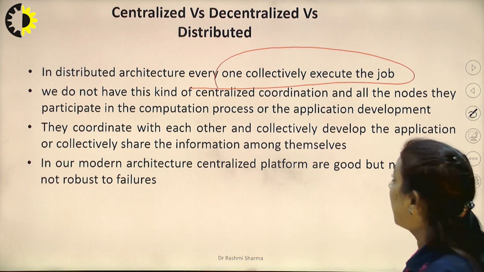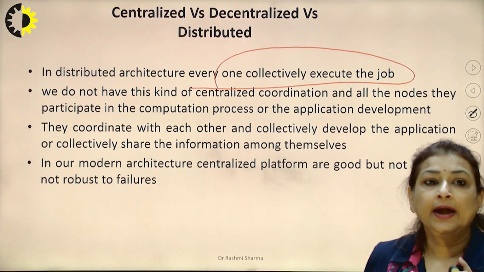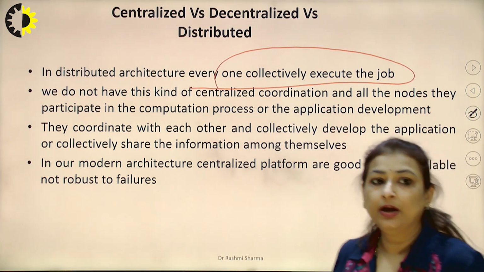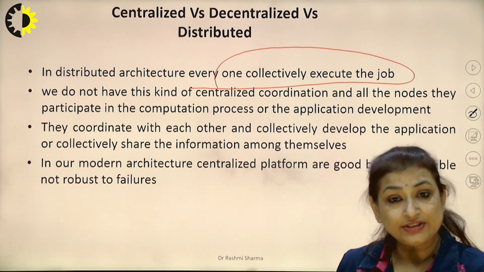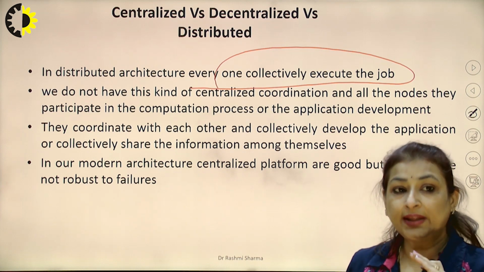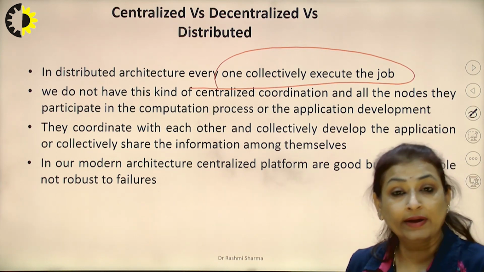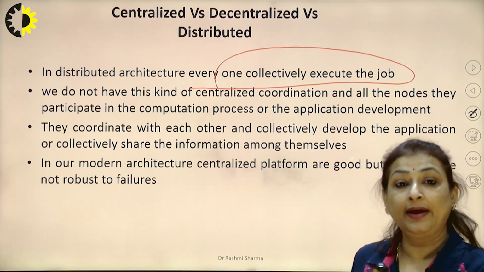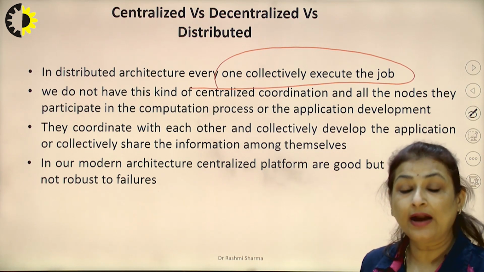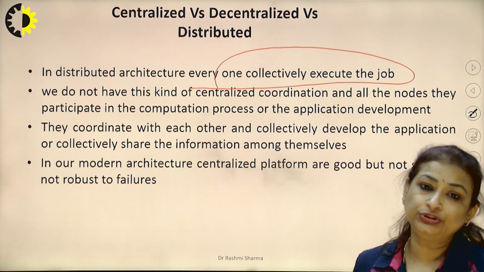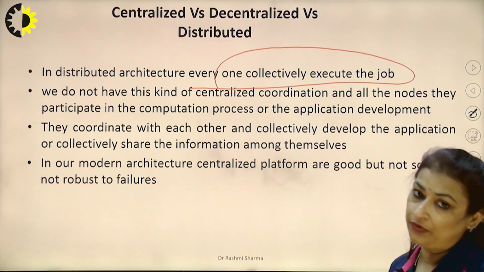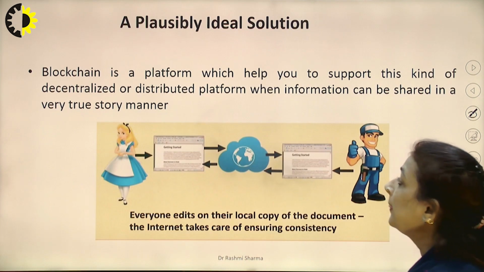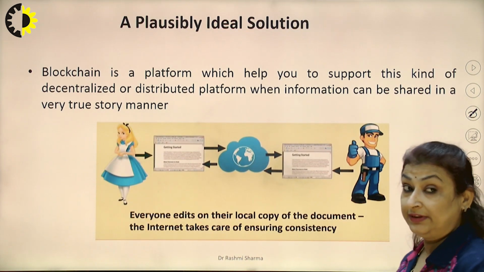In this, we have coordination with each other and collectively develop the application. So in this modern platform, considering blockchain as one, we want to overcome the centralized system. We can move to a decentralized system, and further ahead a distributed system, so that we can have a robust solution for all the failures which were occurring previously, and for the dependency which we had on those systems.